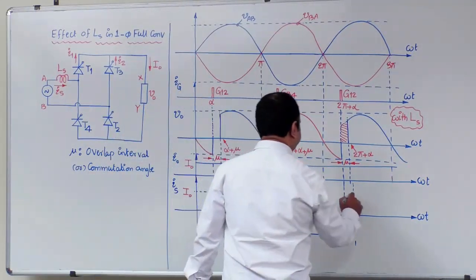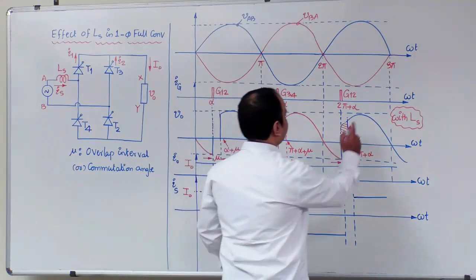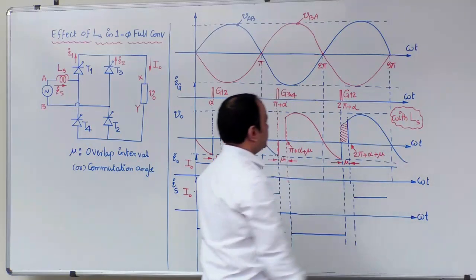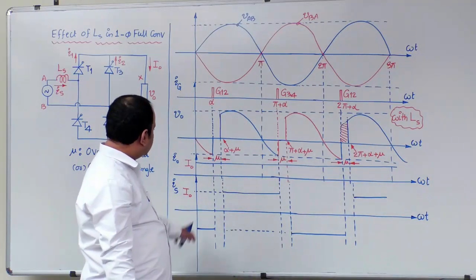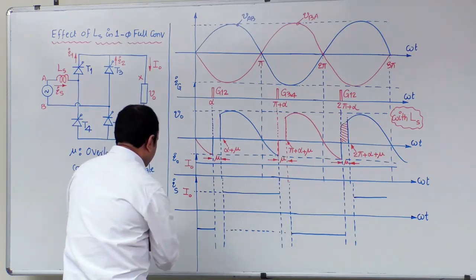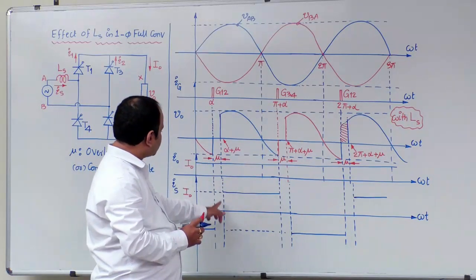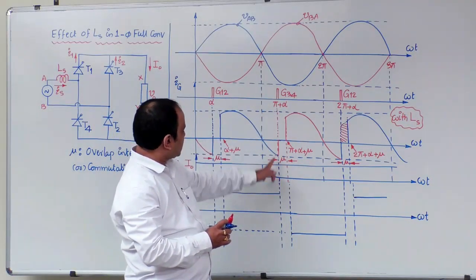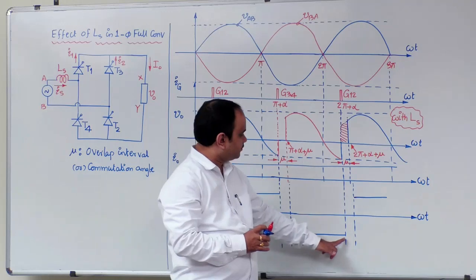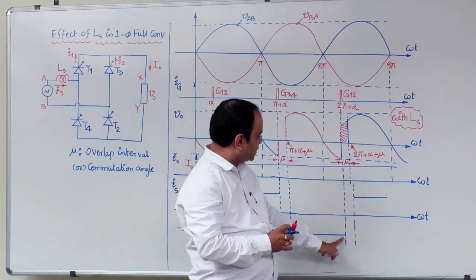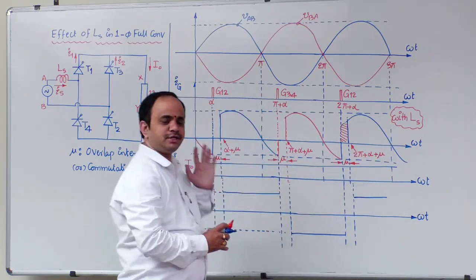In the next cycle, after 2 pi plus alpha plus mu, this mu also you need to add. From 0 to alpha, the source current is minus I0. From alpha plus mu to pi plus alpha, it is plus I0. From pi plus alpha plus mu to 2 pi plus alpha, it is minus I0. After 2 pi plus alpha plus mu, again it will be plus I0, and it will continue.